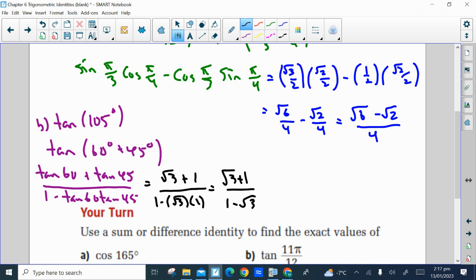And you might remember from 20-1 that we never leave answers with radicals in the denominator. We rationalize, and there are two different types that you looked at. If the denominator was a single term, you just multiply top and bottom by whatever the radical part was. But when the denominator is a binomial like this one, we multiply top and bottom by the conjugate. The conjugate of 1 minus root 3 is 1 plus root 3.